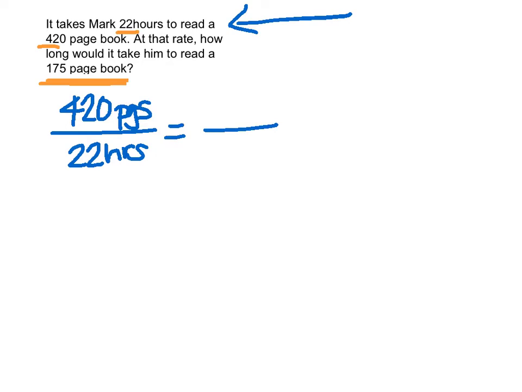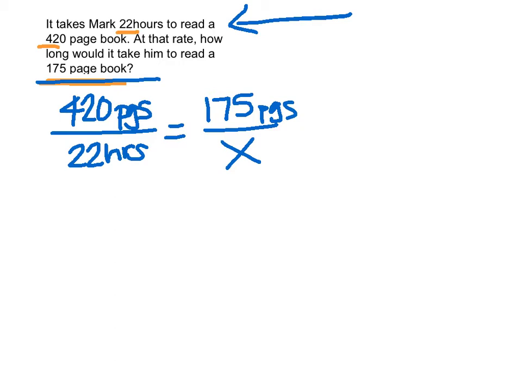Well, what's the next thing that they gave us? It's the 175-page book. So pages must go in the numerator with the other pages. Notice I left my labels on my problem so that I can remember if I'm doing it right. And I want to solve for how long. Well, how long is time? So it goes in the denominator with the hours.